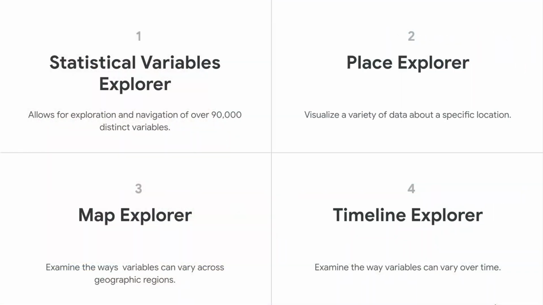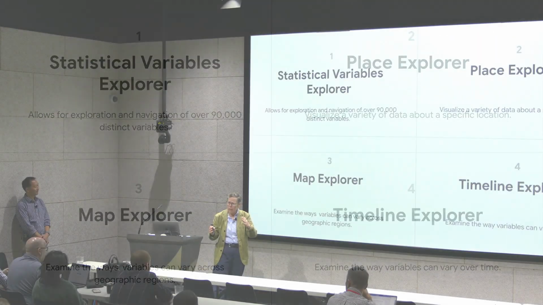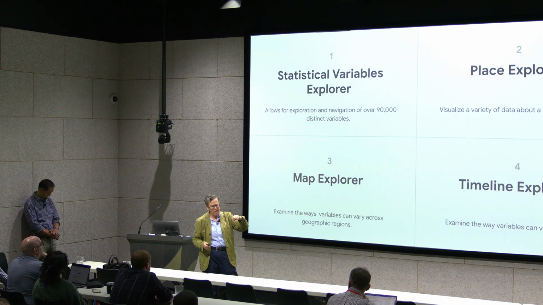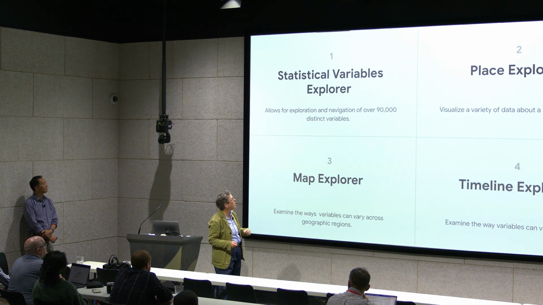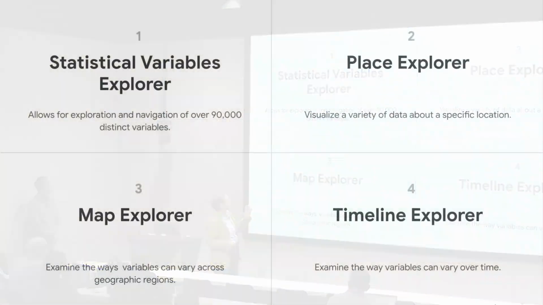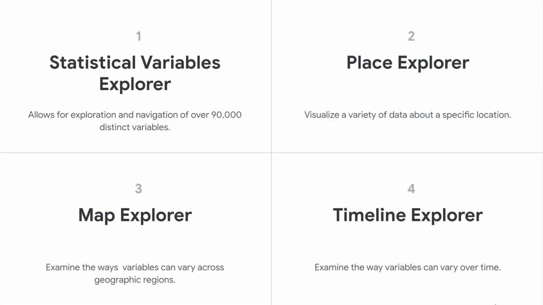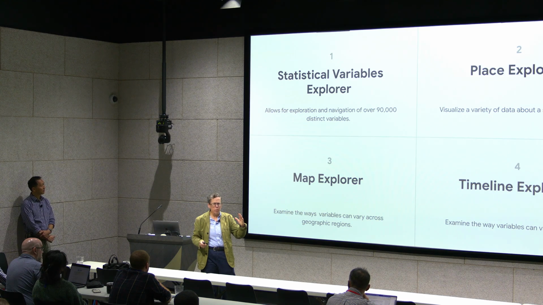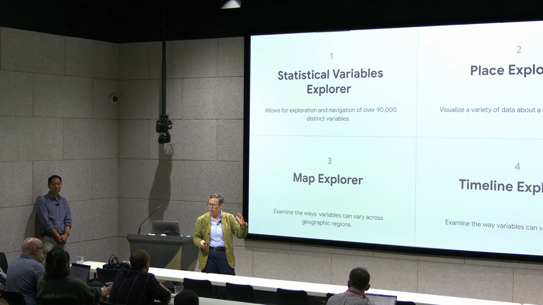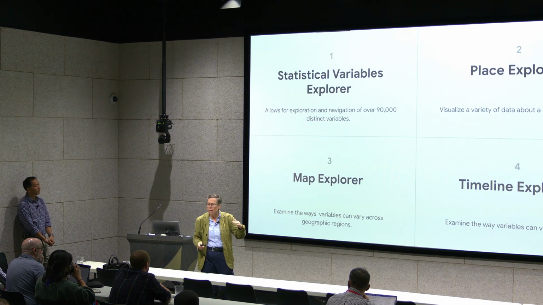So just on exploring Data Commons, there's a lot of ways that you can get in and dive into the data there in the website itself. The easiest ones to start with are the Statistical Variable Explorer. There are like 90,000 different variables in there. So using that to explore all the different variables is not an insignificant task, but it lets you dive into what's there and what isn't there.